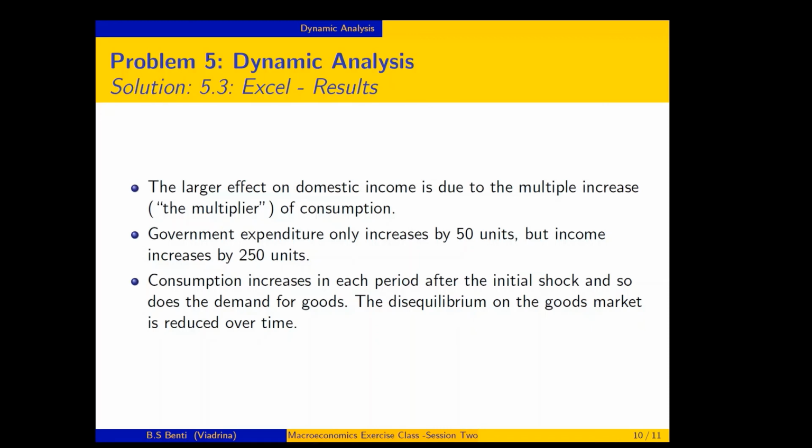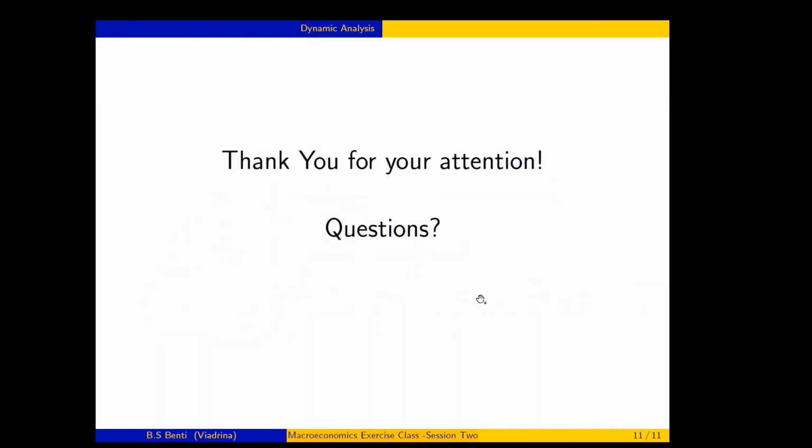So this is also reflected in the demand for goods, and the disequilibrium on the goods market is reduced over time. This is why we have said that the change in income kept on decreasing, but the income kept on increasing from 500 to 750 units. With this, we would conclude our dynamic adjustment exercise.